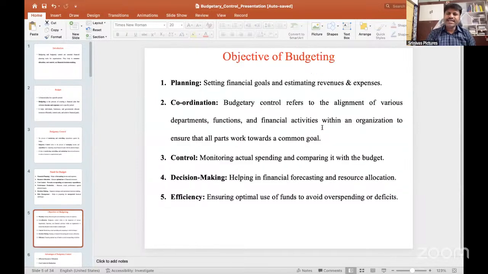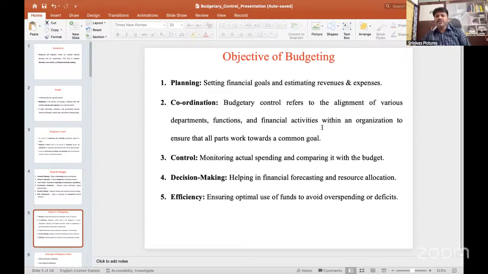And what are the objectives of budgeting? There are some common objectives. First of all, planning: setting the financial goals and estimating the revenues and expenditure. Planning means we first set the financial goals, then we estimate the revenues, how much we are going to receive and how much we are going to spend. So what are the receivables and what are the payments.